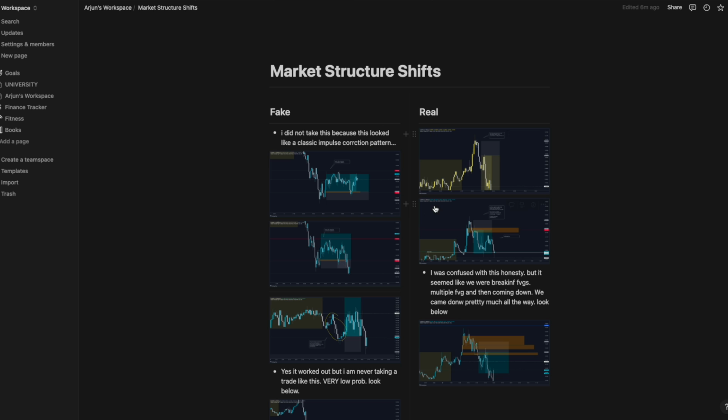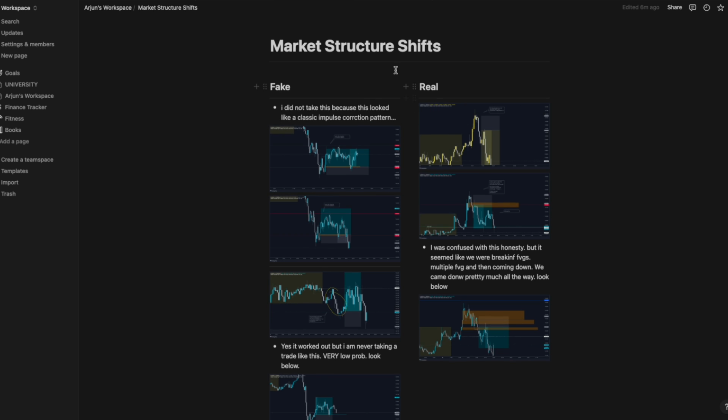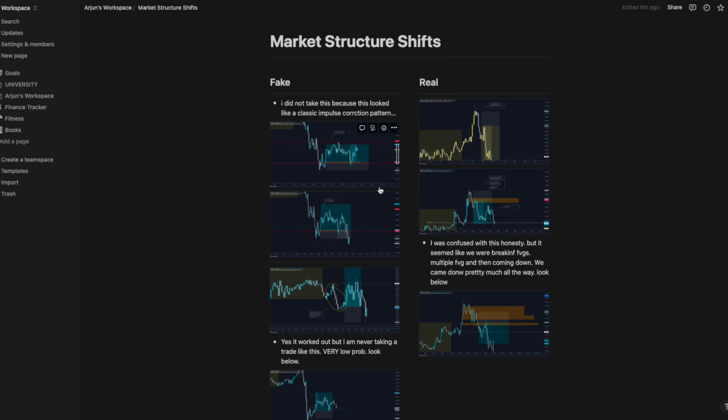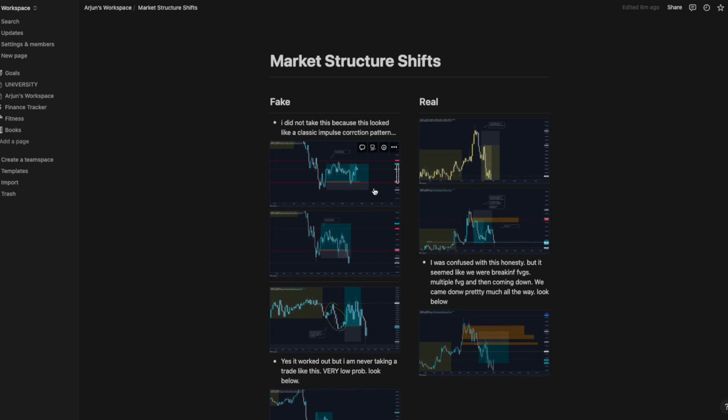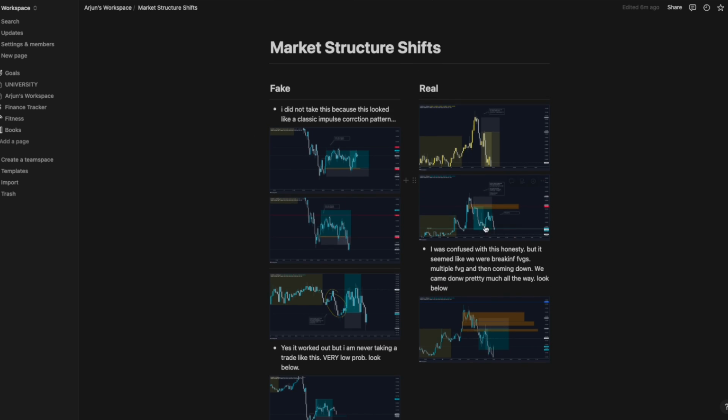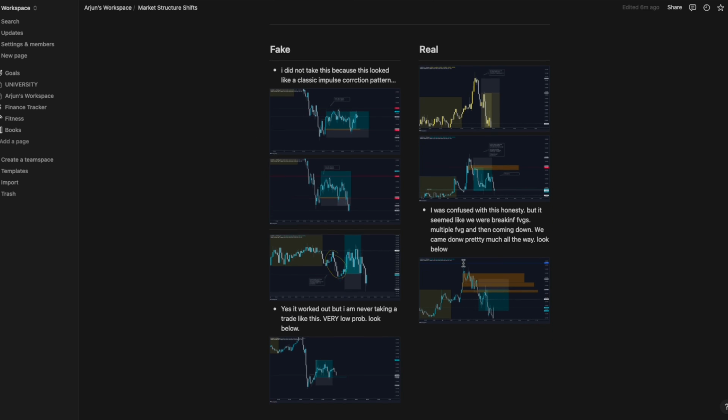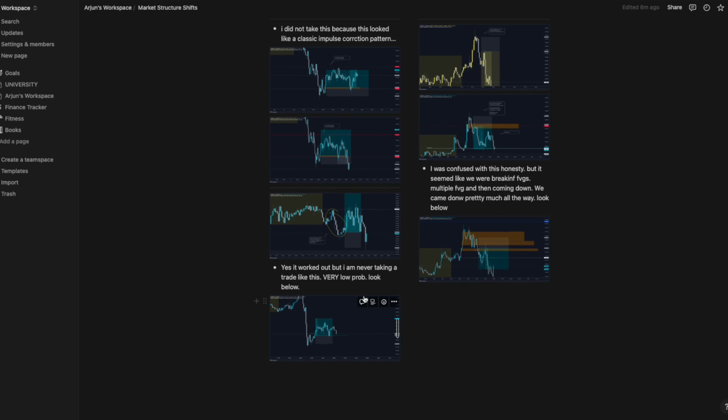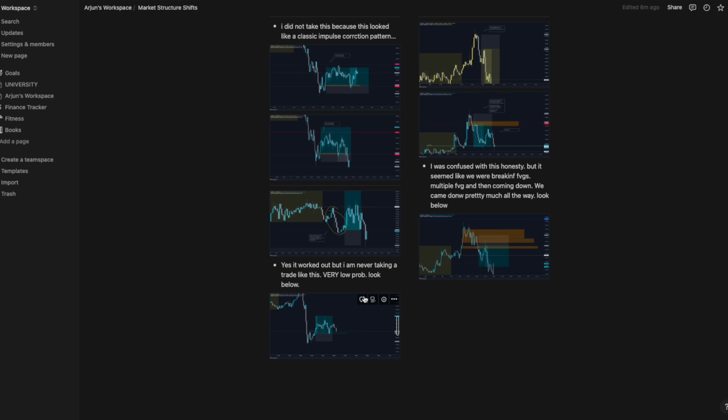Hopefully my screen is sharing. This is a market structure shifts template I've made for you. It's completely free. It'll be the first or second link in the description, but all it is is my personal examples, and you can see the fake ones right here and the real ones. Now the real ones I'll get to why they are high probability, but just look at the fake ones in your own time and study them and try to compare them with your trades, and I'm sure you'll see massive improvement.